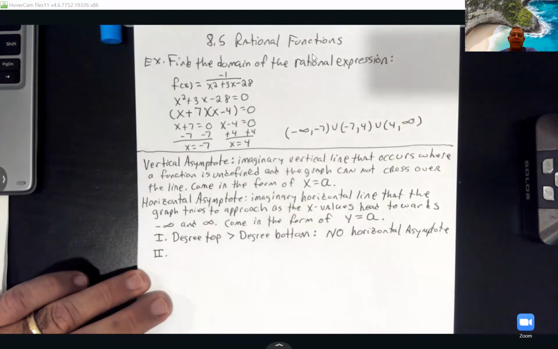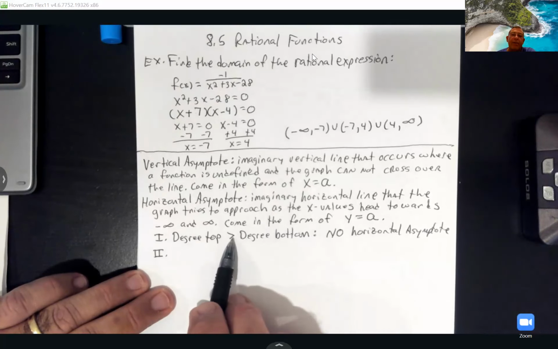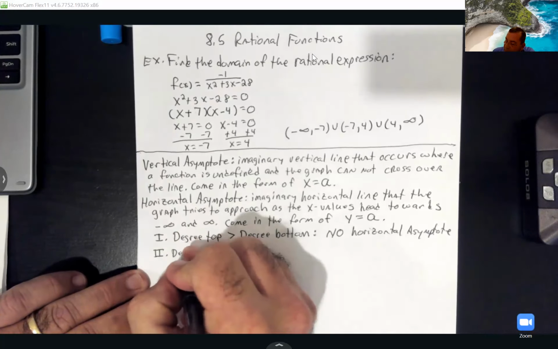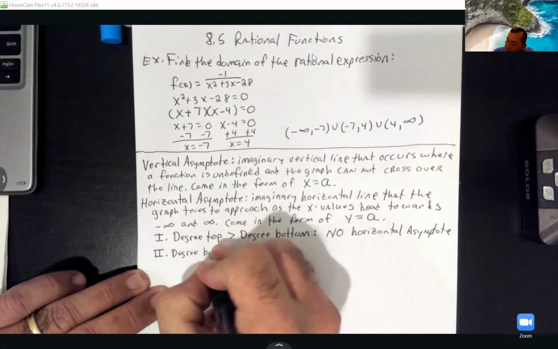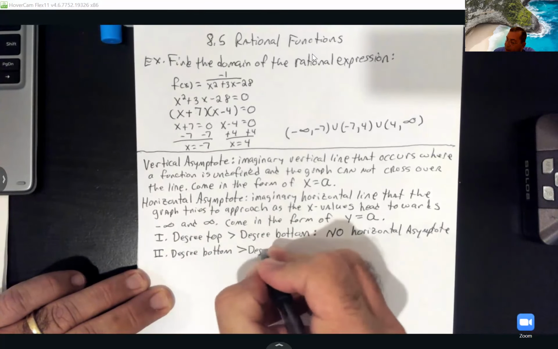So the second case: the degree of the bottom has a greater exponent than the top. So the degree of the bottom is greater than the degree of the top.